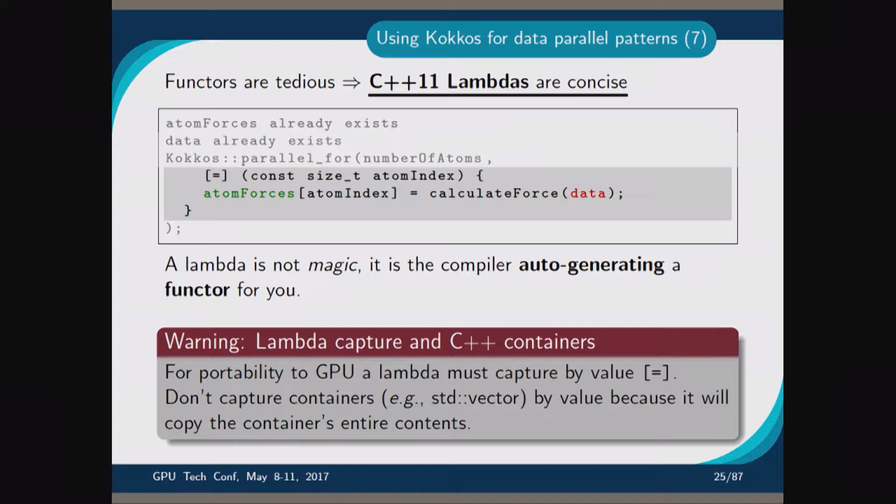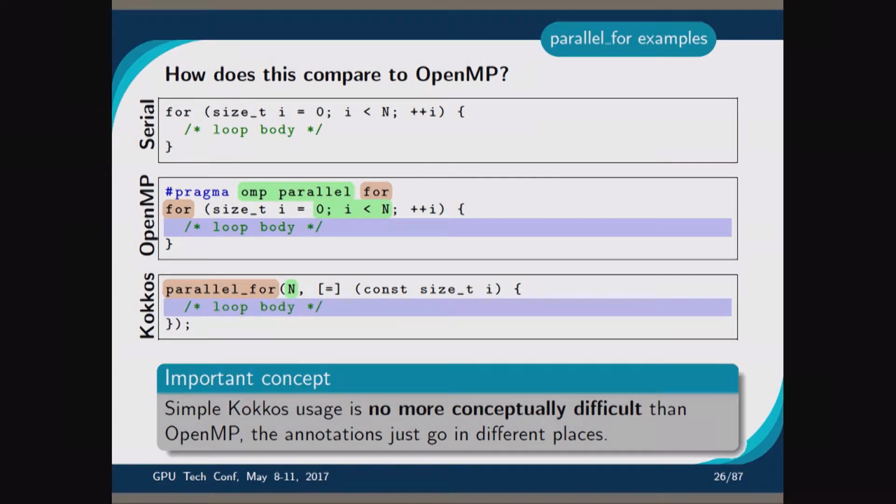Where that bites people is if they have existing data structures like std::vector and they try to grab that by copy: you've just copied the entire vector and tried to shove it down into the GPU, and squirrely things happen. We'll get into that in a second unit, as to what you use instead of your conventional C++ containers to get performance portability across these devices. So how does it compare to OpenMP doing this? Serial loop, OpenMP, you decorate it, and in Kokkos, you just say parallel for and put your lambda there.